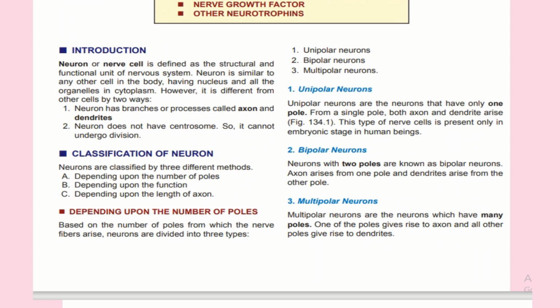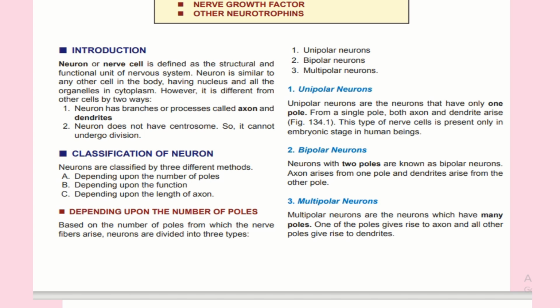Neurons are nerve cells and are defined as the structural and functional unit of the nervous system. A neuron is similar to any other cell in the body, having a nucleus and all the organelles in the cytoplasm. However, it is different from other cells in two ways. A neuron has branches or processes called axon and dendrites, and a neuron does not have a centrosome, so it cannot undergo cell division.